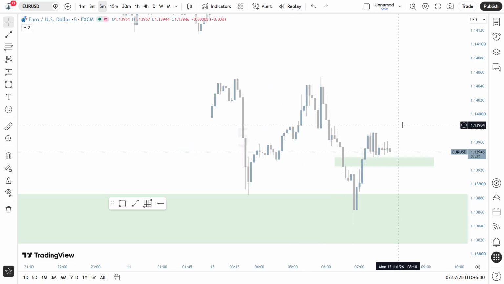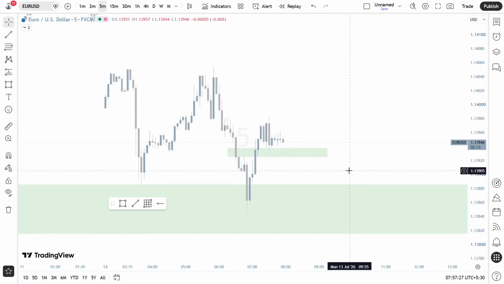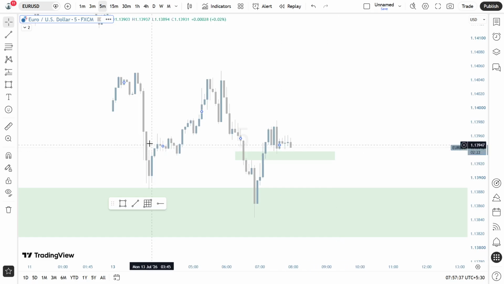So let's move to the 5 minutes to define the bias now. In the 5 minutes, we see that the price is still reluctant to move into the upside direction, though we are having a BPR in the 15-minute candles, but we are still not having a confirmation of the price moving into the upside direction.